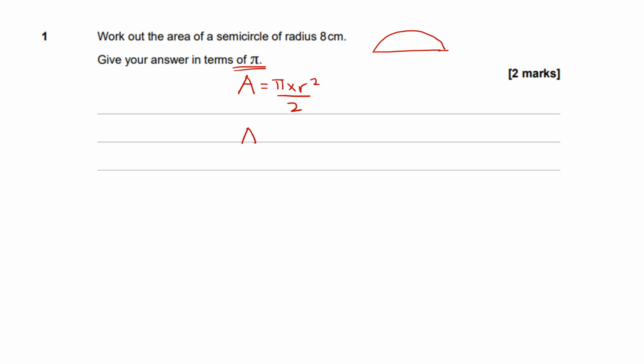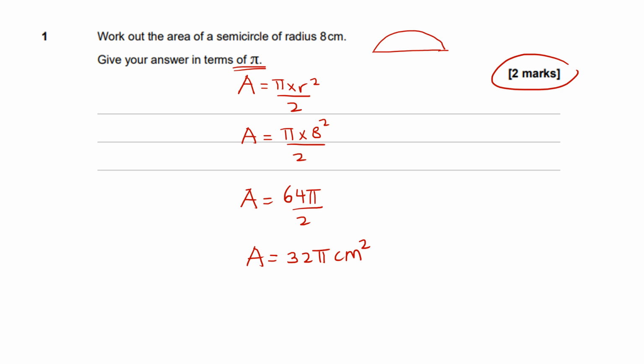So area is equal to pi times 8 squared divided by 2 is what we are doing. So we know that 8 squared is going to be 64, times it with pi is 64 pi, and half of that is going to give us 32 pi centimeters squared. And that's going to get you 2 marks.